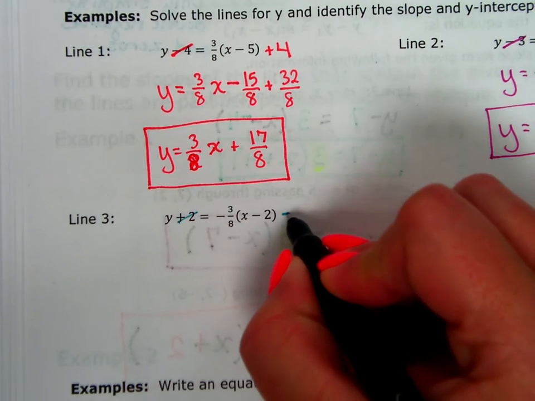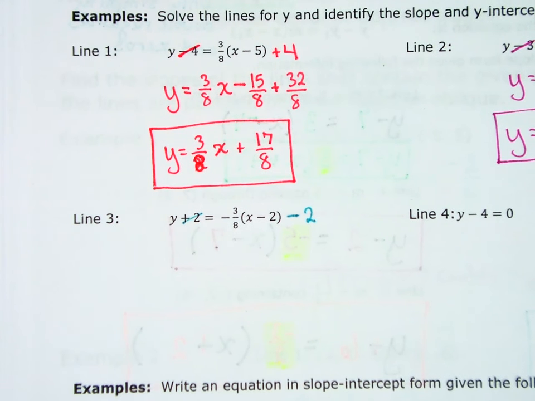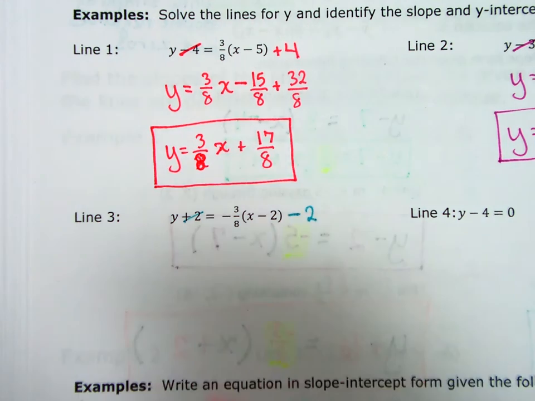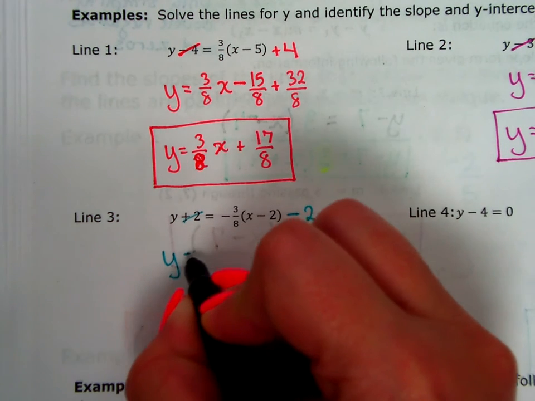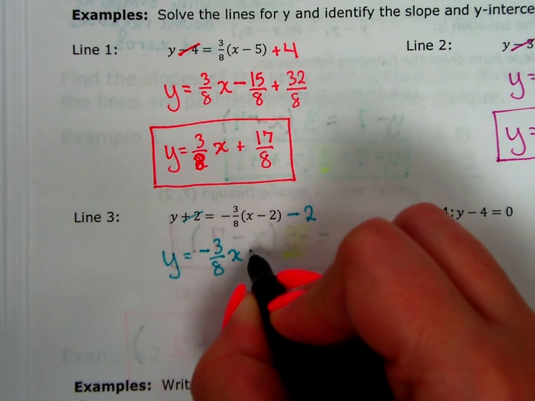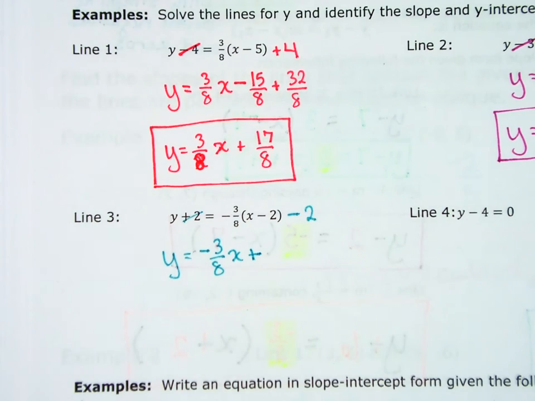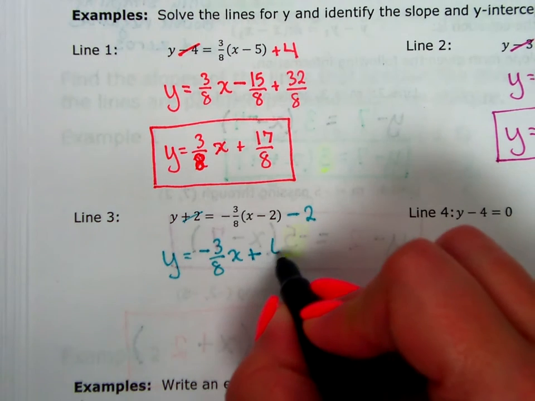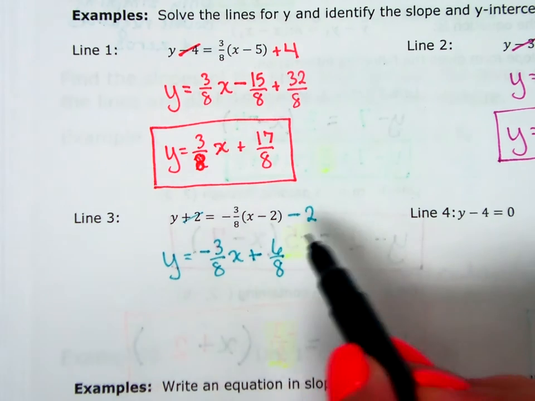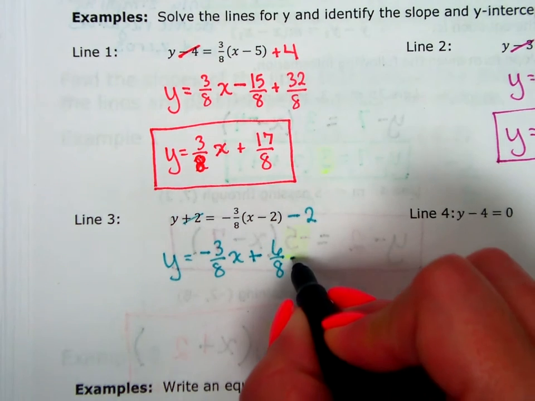Number 3, what's the first thing I'm going to do? Subtract 2 on both sides. What's the second thing I'm going to do? I can't combine like terms, so I get rid of parentheses. Distribute the -3/8. Y equals -3/8x plus, what's 3 times 2? 6/8. Which I can reduce, but I don't want to have to deal with that because I don't want to have to rewrite it. So I'm going to leave it at 6/8.